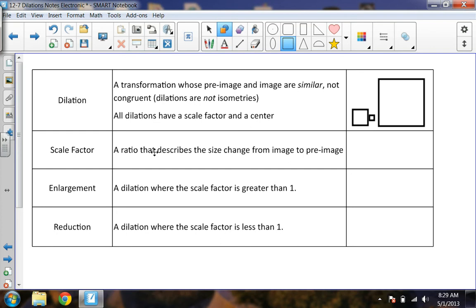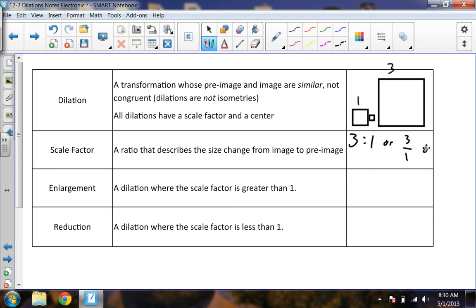Scale factor is a ratio that describes the size change from image to pre-image. So it's like similarity ratio, if you remember that. Only now we're going to go backwards. We're going to go from image to pre-image. So let's say my original image, my pre-image, has a side length of 1. And when it grew, this had a side length of 3. The ratio, the scale factor, is 3 to 1, or 3 over 1, or 3. Normally, you will see this one more than anything else.